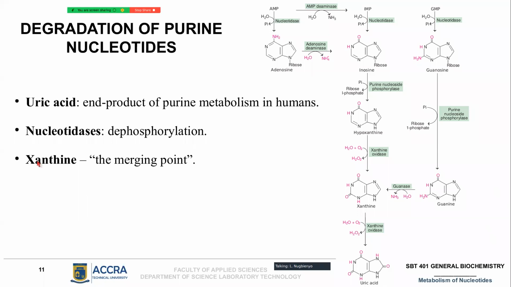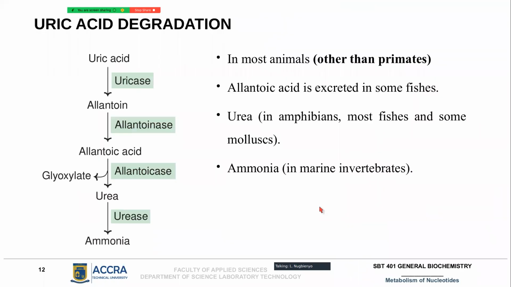And so xanthine is referred to as the merging point for the degradation, or the catabolism, of the purines, which are adenosine monophosphate and guanosine monophosphate. So guanine goes through this part, adenosine goes through this part, but all of them will come and meet at xanthine. That is the merging point. Then from xanthine, there is an oxidation which occurs, and you have the final product being uric acid. That is in mammals like us.